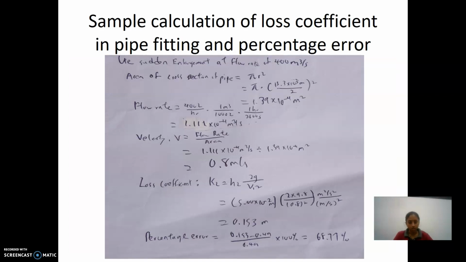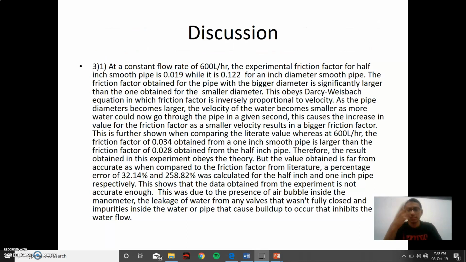The same goes for the simple calculation of the loss coefficient in pipe fittings and the percentage error. So we find the area first, then the flow rate. To find the velocity, it is flow rate over area, and the loss coefficient uses the formula KL equals HL times 2g over velocity squared. Then the percentage error uses the same formula: experimental value minus theoretical value, over the theoretical value, times 100.